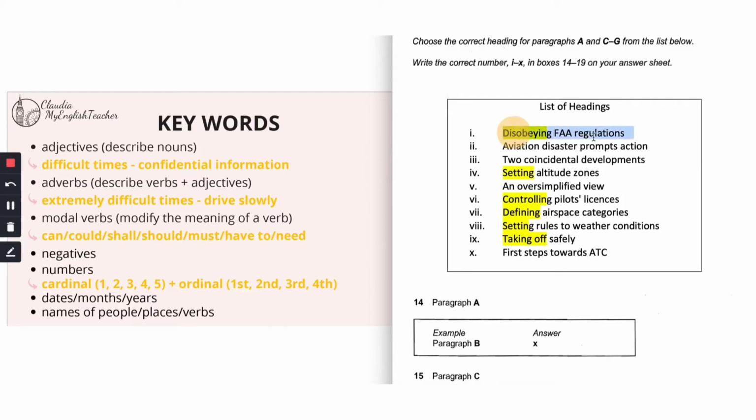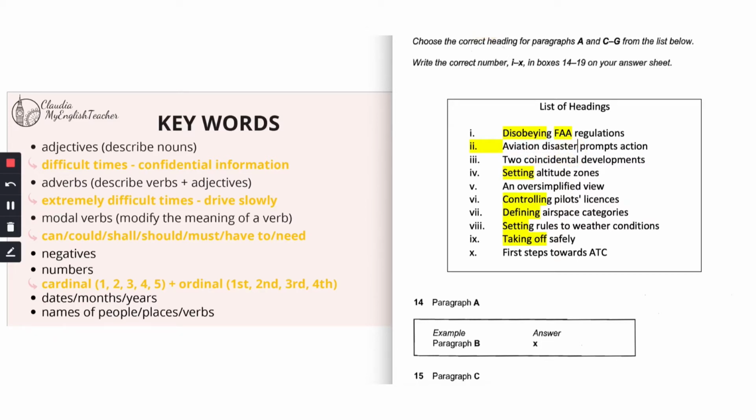Now, here I've got disobeying the FAA regulations, so obviously I'm going to underline the acronym because it's the most important thing. In number 2, I've got aviation disaster prompt action. I would probably underline, sorry, let me just remove this. I would probably underline aviation disaster because it's quite particular.